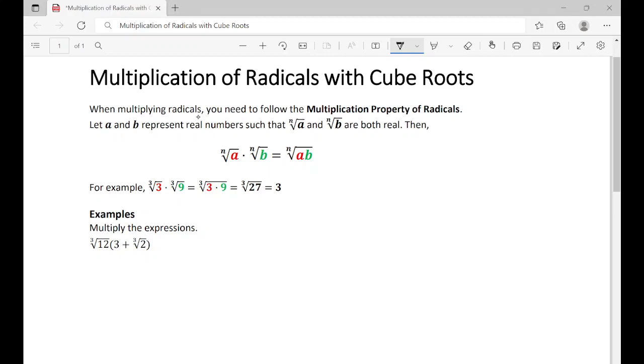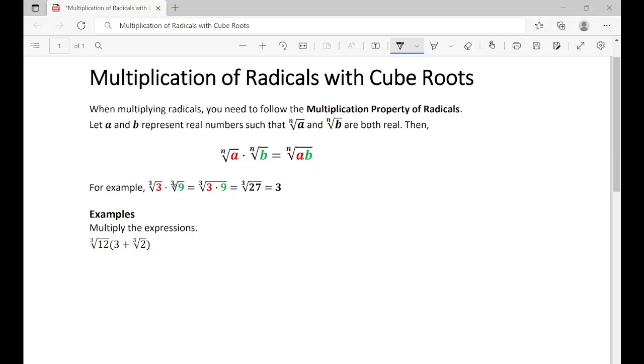When multiplying radicals, you need to follow the multiplication property of radicals, which states that if we let a and b represent real numbers such that the nth root of a and the nth root of b are both real numbers, then we can take the nth root of a, multiply by the nth root of b, and get the nth root of a times b.